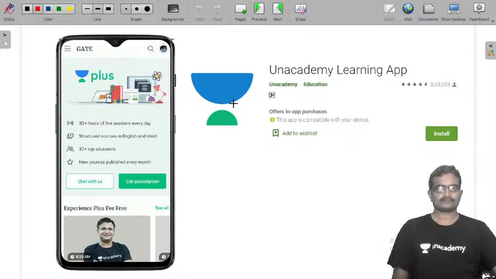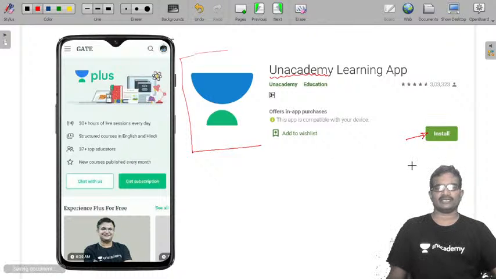Now, first we check how to get the Unacademy learning app onto your device. Just go to the Play Store, type Unacademy, and click on this install button. Once you type Unacademy, it will show the Unacademy learning app like this. By clicking on this install button, it will install the Unacademy learning app onto your device.